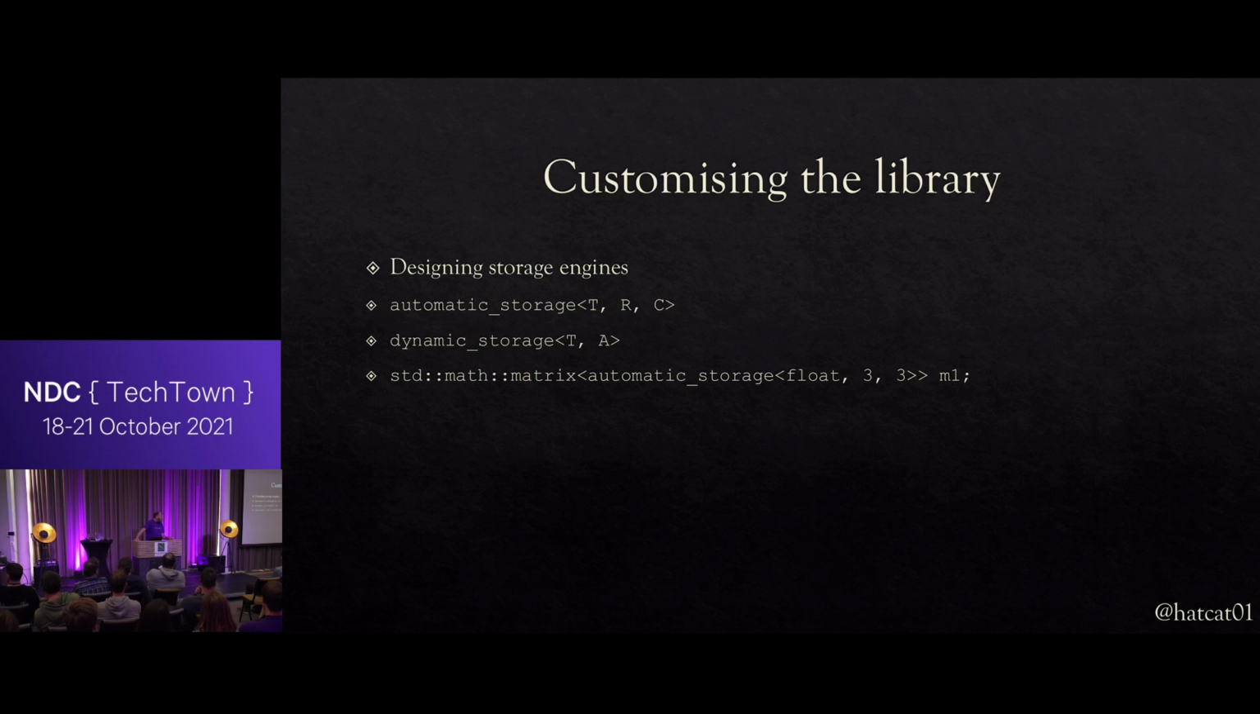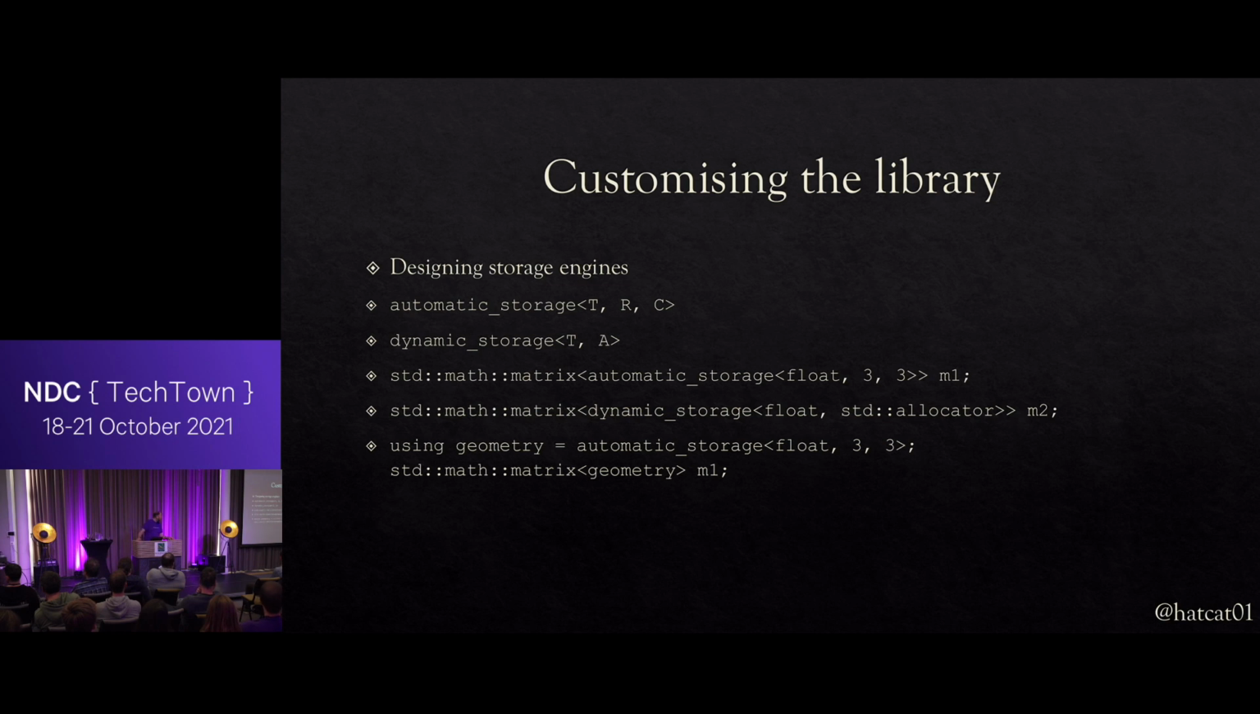It's starting to get a bit large, this syntax, as you can see. It's a bit of a mouthful. We could use aliases to help, but we still have something of an additional teaching burden. We have 2 types of storage engine to talk about. There are some aliases. So we could say geometry uses automatic storage of floats 3 by 3, which would give us std::math::matrix<geometry> M1.